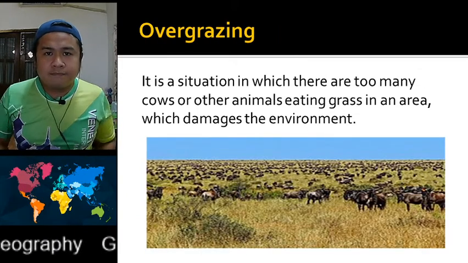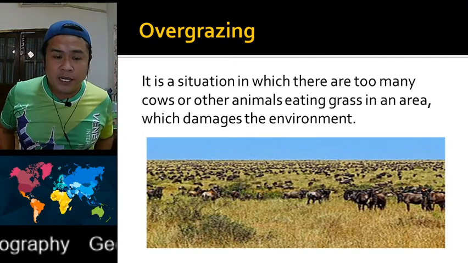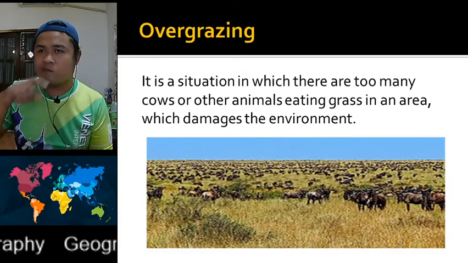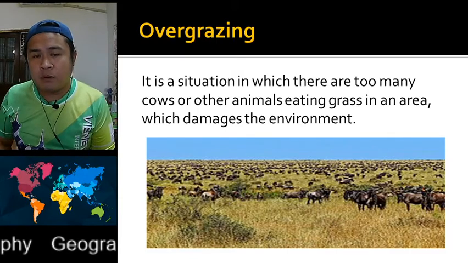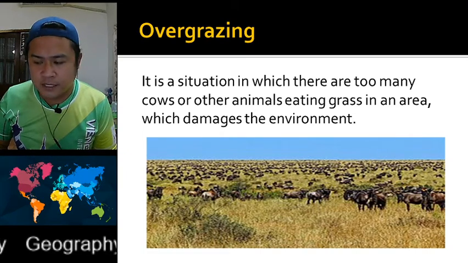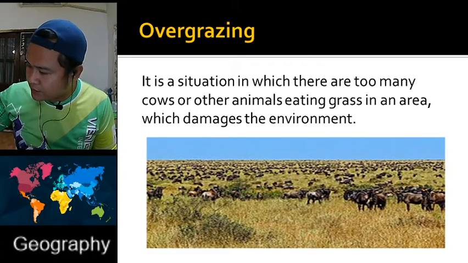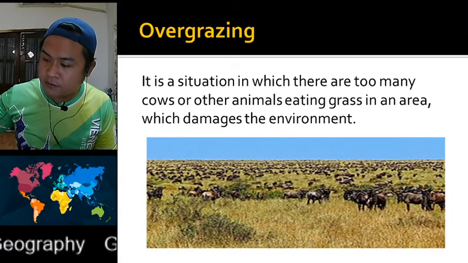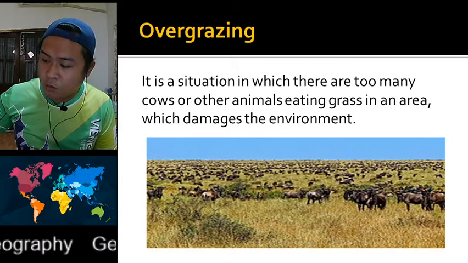Now, as I mentioned a while ago, overgrazing is a very important cause of desertification. Overgrazing is on page 65 of your book. It says here that it is the main cause of desertification worldwide.